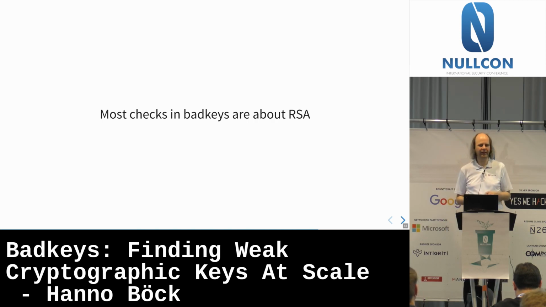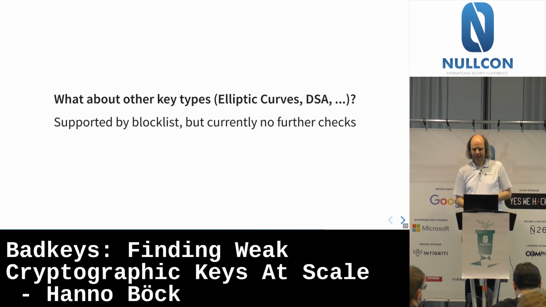First of all, RSA is the most widely used public key algorithm, even though it's going a bit out of fashion, but it's still the case. Most cryptographic keys are RSA. There are more implementations, so there are more bugs. But you might ask, what about elliptic curve?